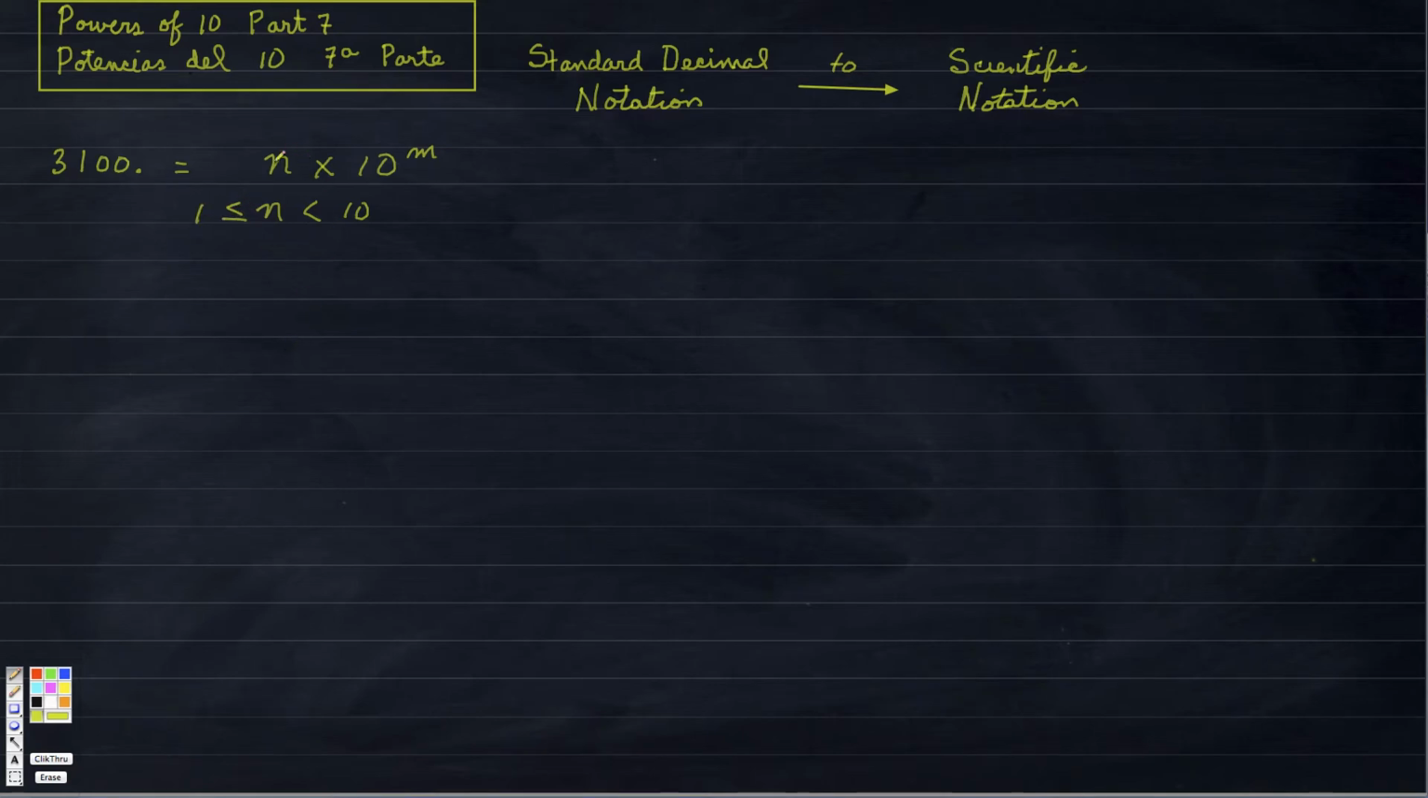Okay, so the idea here is to find two factors of 3,100. I need to find two factors. Two factors are numbers that when multiplied together give me 3,100. To find a factor when you know one of the factors, we do that by dividing.